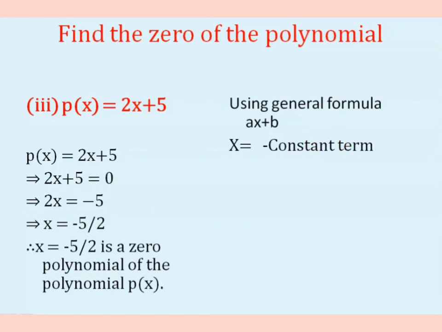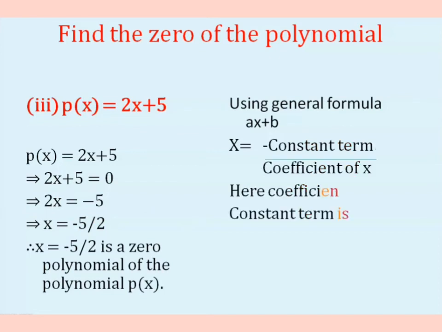Using the general formula, we'll check this. Here the coefficient of x is 2 and the constant term is 5. So we get minus 5 by 2.